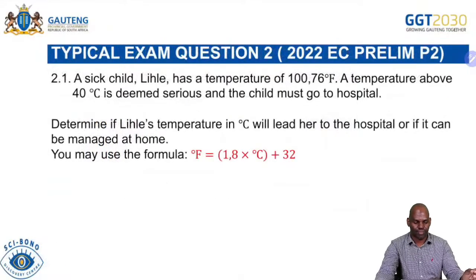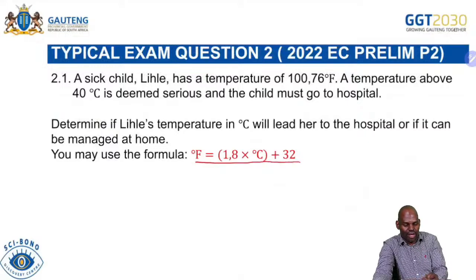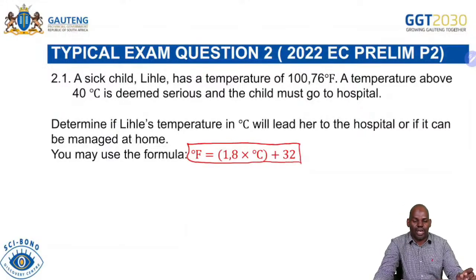Okay, the next question. A sick child, Little, has a temperature of 100.76 degrees Fahrenheit. A temperature above 40 degrees is deemed serious and the child must go to hospital. Determine if Little's temperature in degrees Celsius will lead her to the hospital or if it can be managed at home. You may use the formula. Then again, we need to check if the formula is in the format that we want. So in this case, we've got 100.76 degrees Fahrenheit, but the temperature must be in degrees Celsius. Remember, we did an example similar to this one.